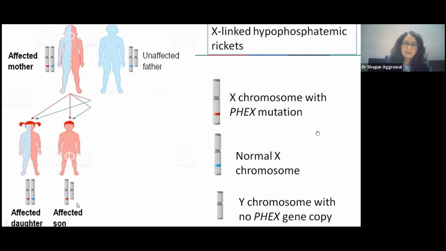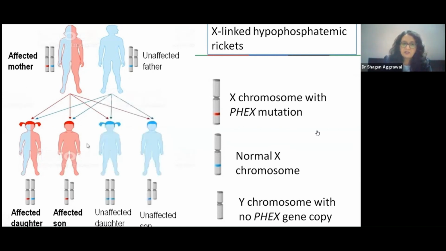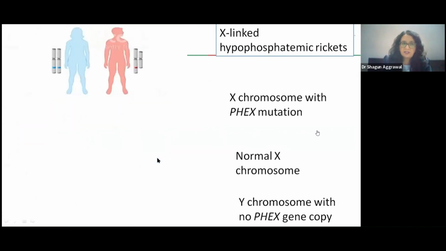And if that offspring is a male, then that child is also going to be affected. And usually in such a situation, because he doesn't have a protective normal X chromosome copy, he's going to be more severely affected. And then, of course, 50% of her children would get her normal X chromosome. So these would be unaffected. So this is X-linked dominant inheritance.